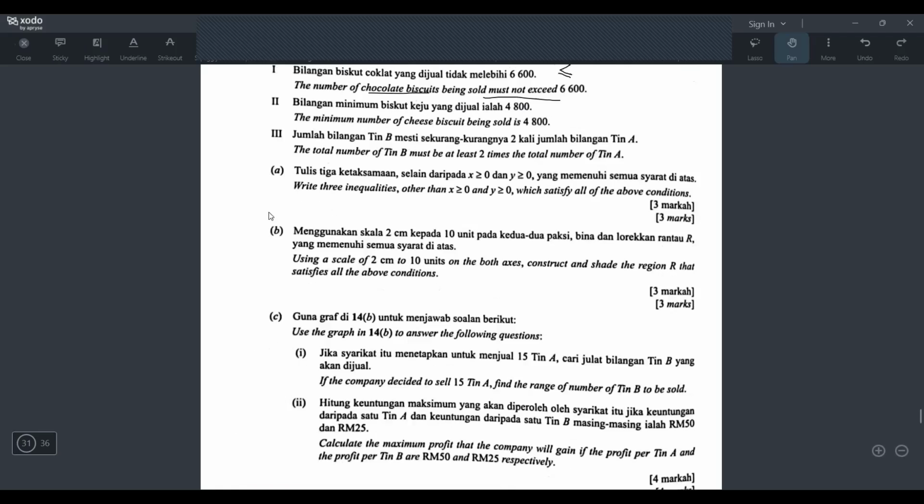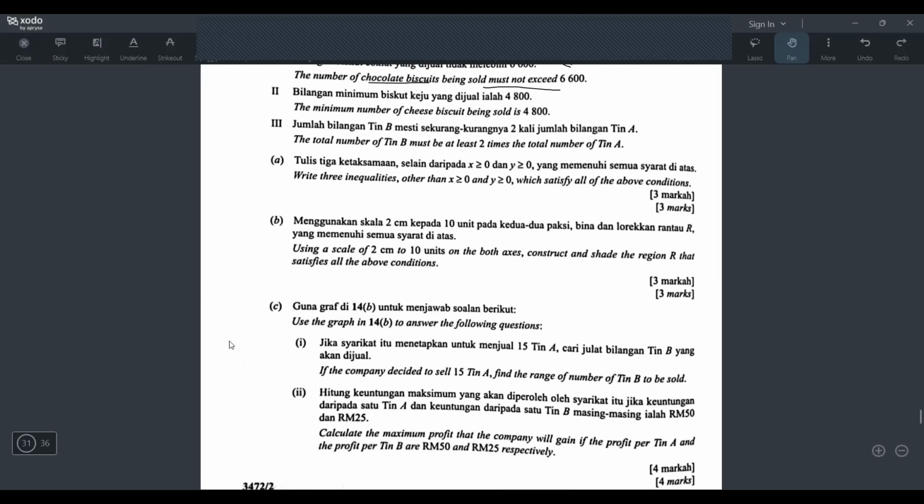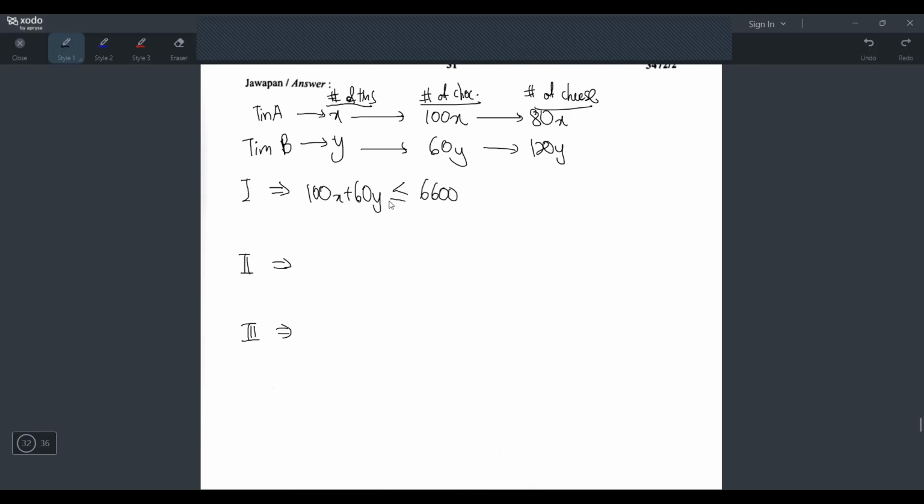So number of chocolate biscuit, take the total because they never say X or A or B, right? So it will be 100X plus 60Y does not exceed, smaller or equal, right? Cannot be more. So it has to be smaller or equal to 6,600, right? And try to simplify if possible. So all these numbers can divide by 20. So divide by 20, 5X, 3Y, 6600 divide 20. Let me press calculator. 330. Okay. So yeah, this is my first inequality. Next one.